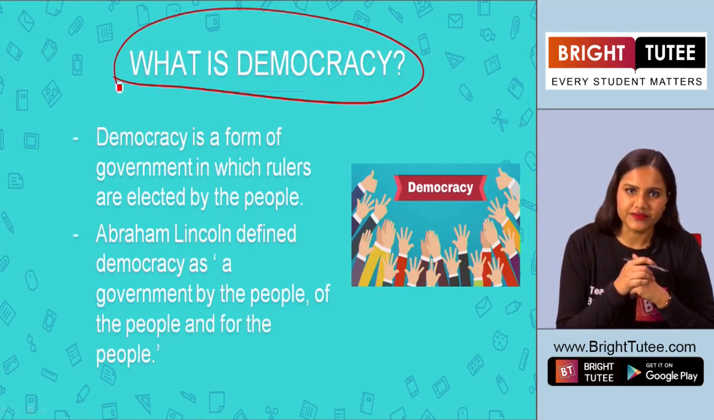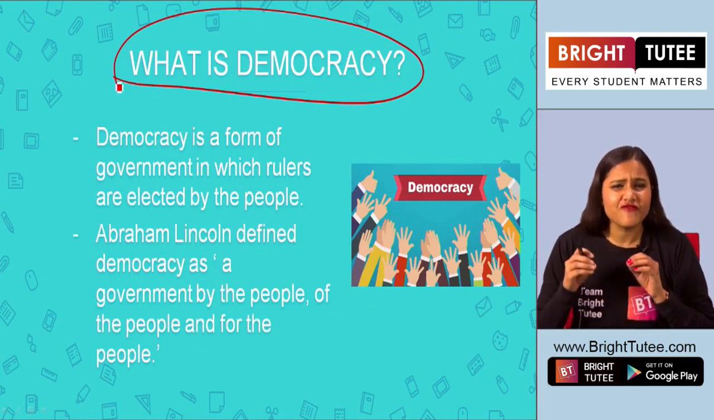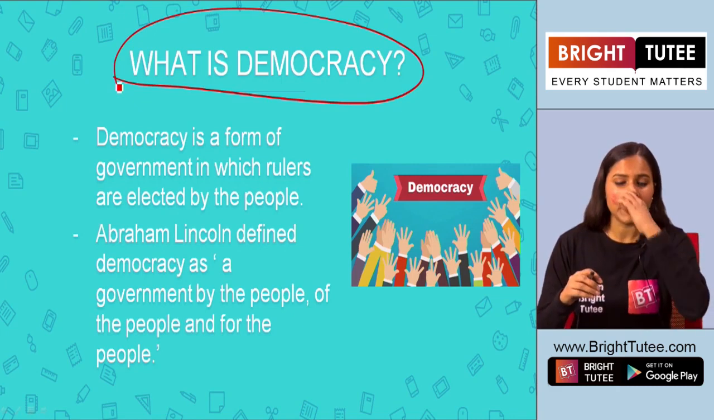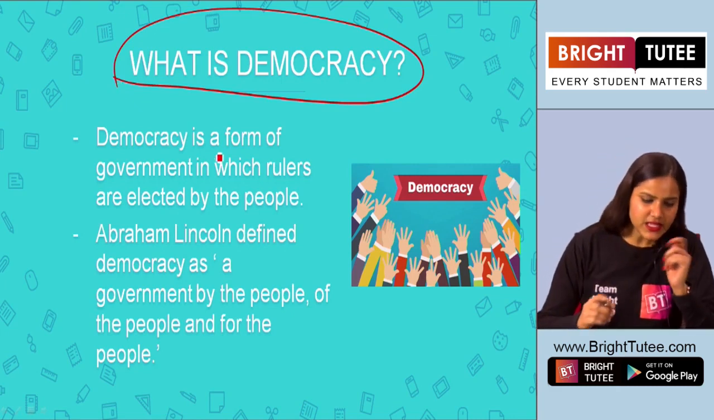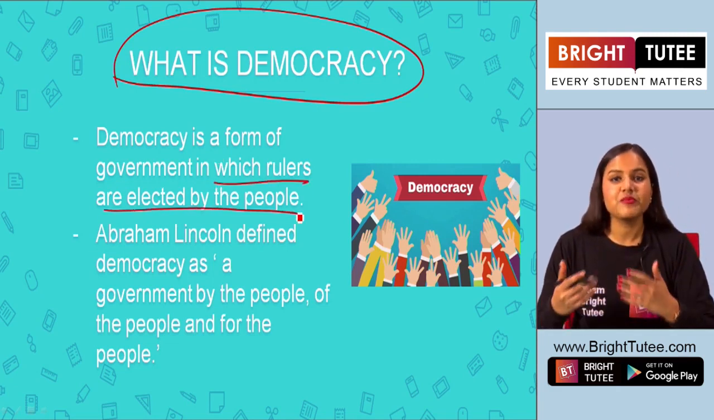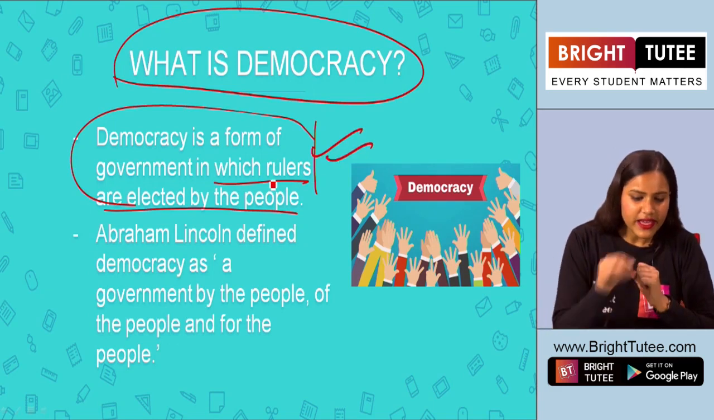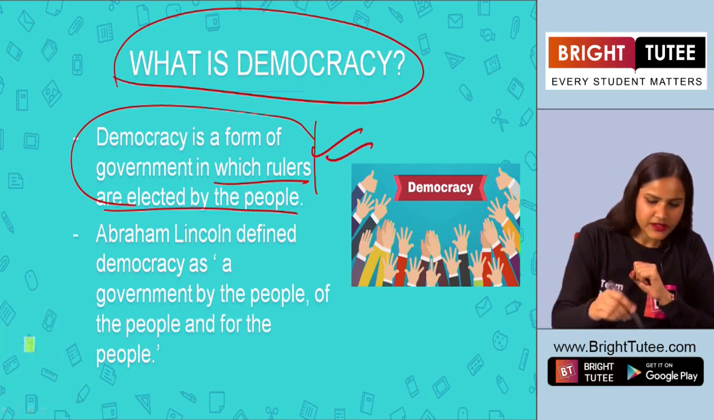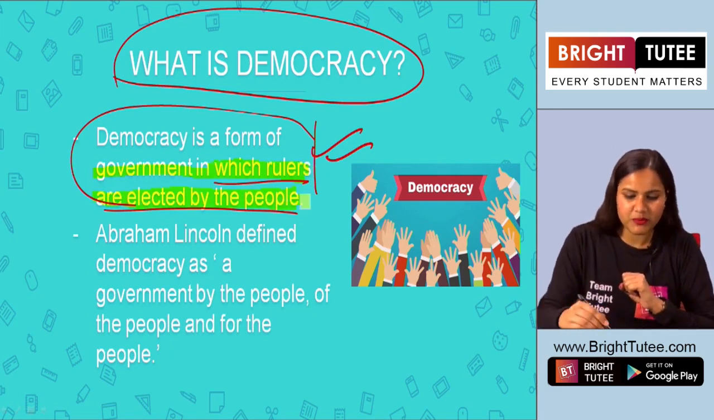is democracy? Now students, if we were to define the term democracy in very simple terms, in layman's language, then we are going to say that democracy is a form of government in which rulers are elected by the people. A very simple definition of democracy is this. In this form of government, let me highlight it for you, the rulers are elected by the people.